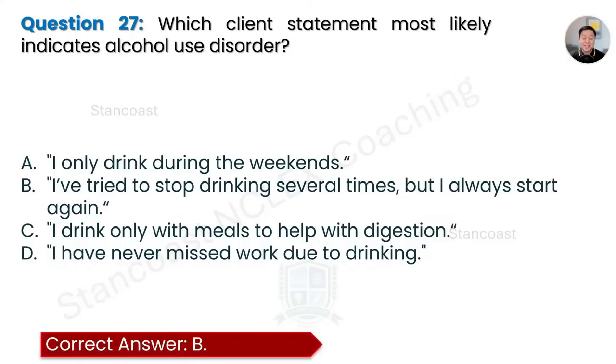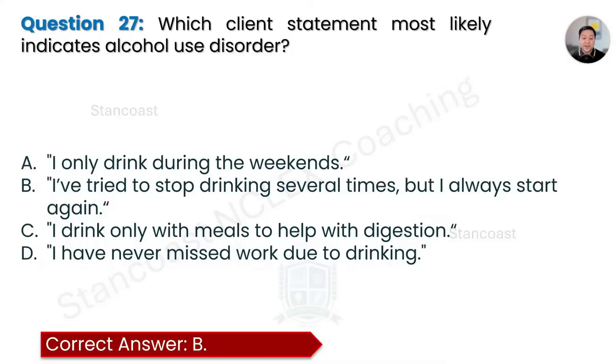If there are repeated unsuccessful attempts to quit drinking, this is a hallmark of alcohol dependence and a key diagnostic feature of alcohol use disorder. So you have to focus on the diagnostic criteria: dependence, unsuccessful attempts to quit, and continued use despite consequences are key indicators of alcohol use disorders. For letter A, this is an incorrect option. Drinking only on weekends may indicate social drinking, not necessarily a disorder unless it involves dependence or negative consequences.